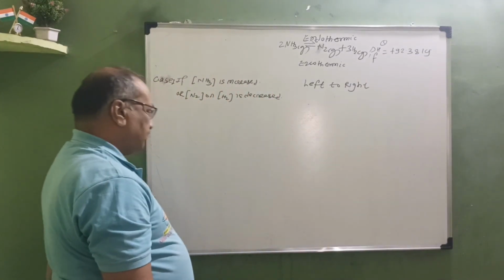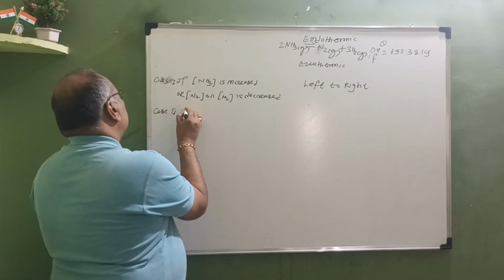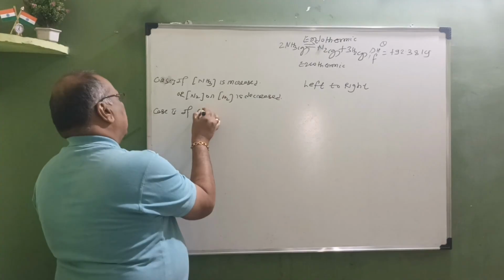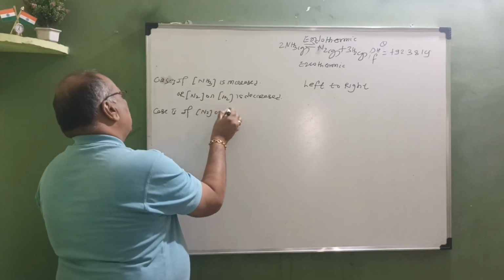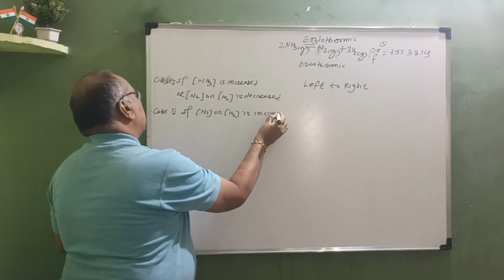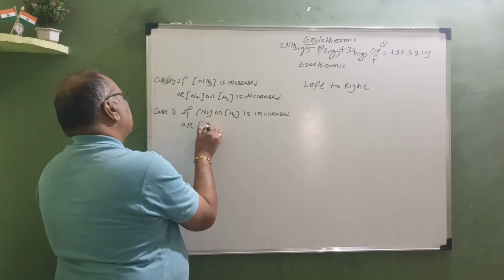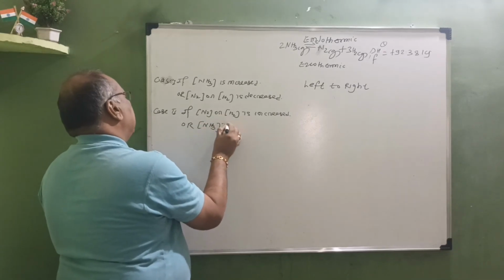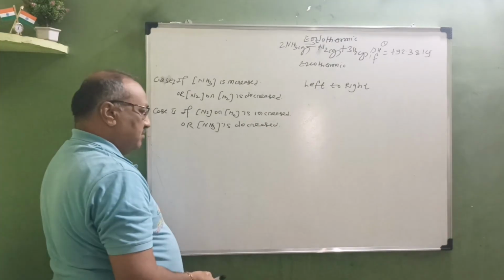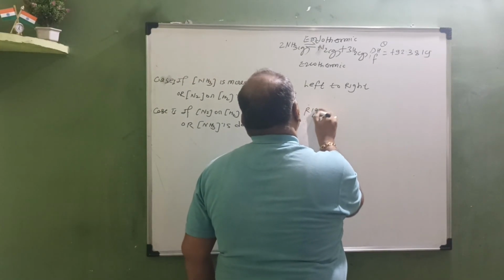Second, case 2. If concentration of N2 or H2 is increased, that means here concentration of NH3 is decreased. Here equilibrium of the reaction shifts from right to left.